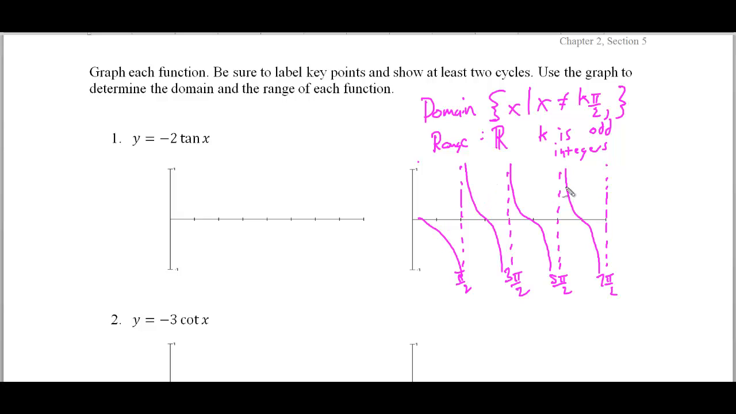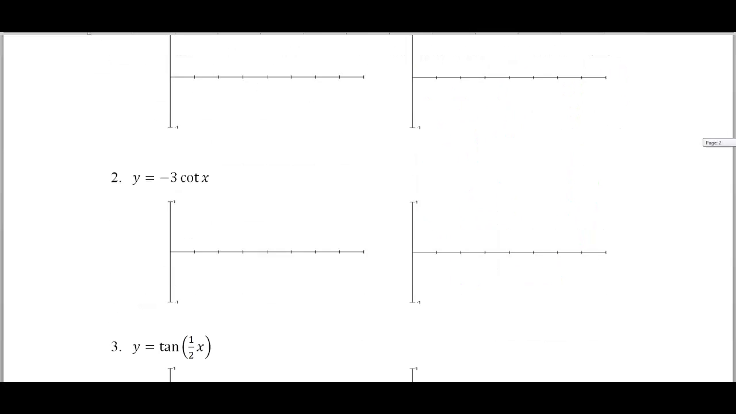I know that this probably wasn't quite marked out where things were on the previous graph, but it gives you that idea that each of these asymptote lines is a disconnection in the domain. All right, so let's go and look at the next problem.